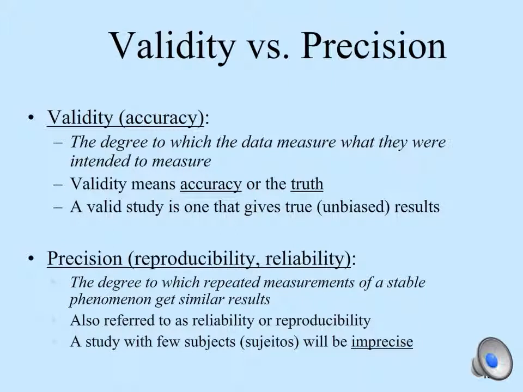So when we talk about validity, what we do in epidemiology, it means accuracy or truth, and a valid study is one that gives a true or unbiased result. Whereas precision, again, relates to statistics, and that refers to reproducibility or reliability, the degree to which repeated measurements of a stable phenomenon get similar results. So, therefore, a study with few subjects would be imprecise.